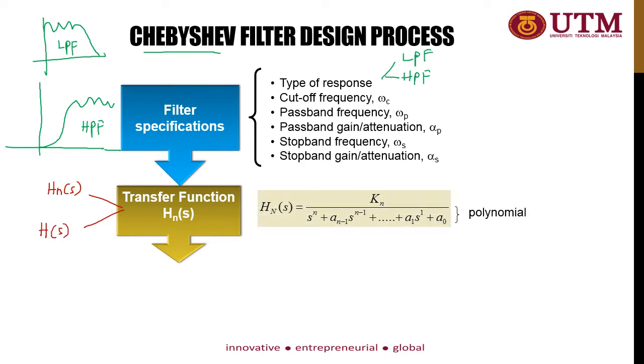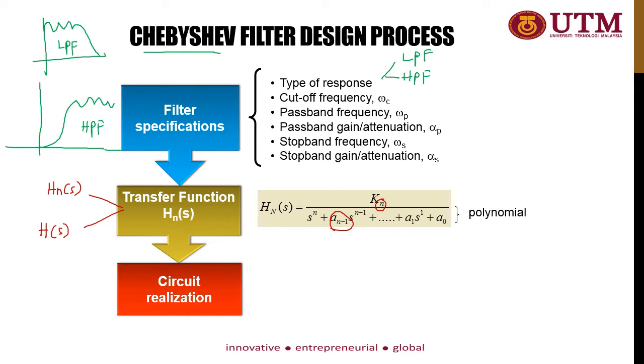This is an example of a normalized transfer function, and it depends on the filter order number. If you notice here you have n, so it depends on the filter order number, and at the bottom you have the a values. The a values are called coefficients, and the denominator is called a polynomial.